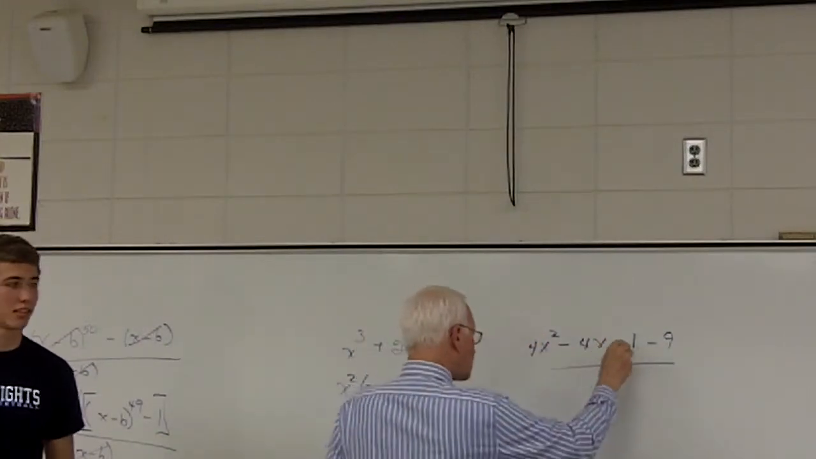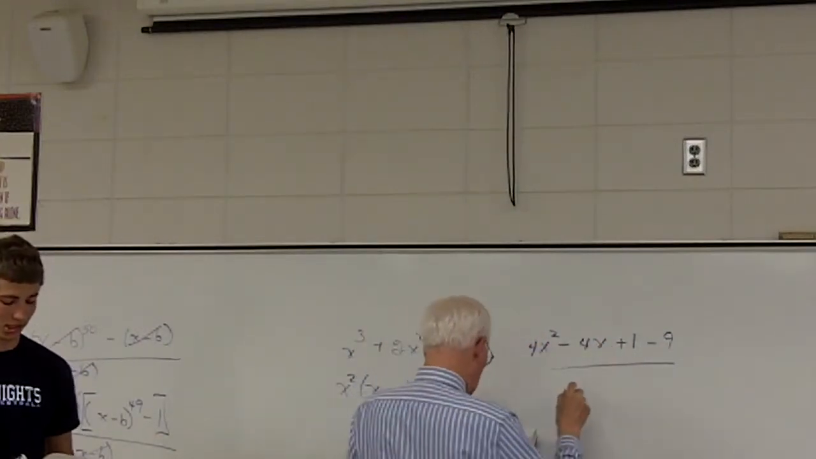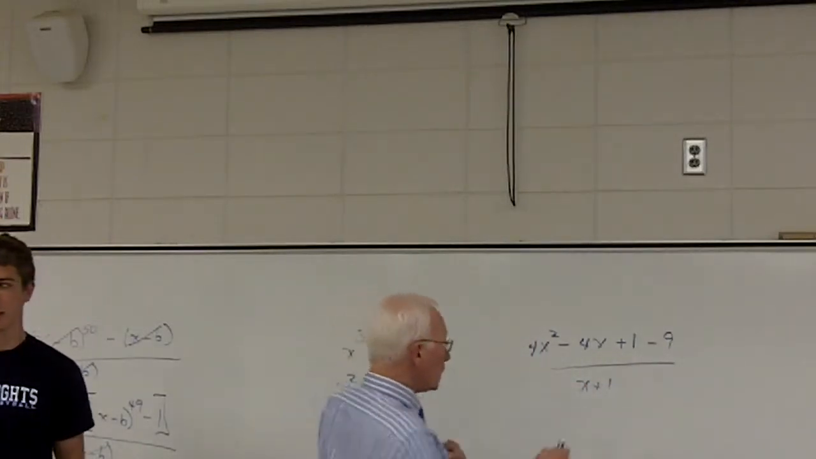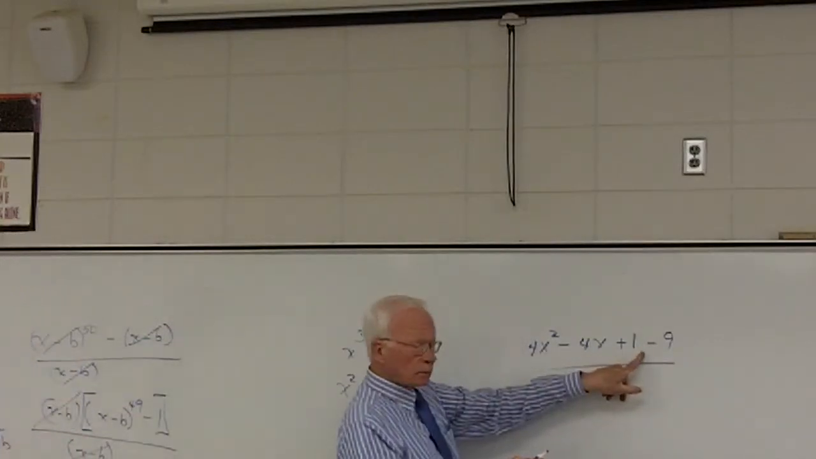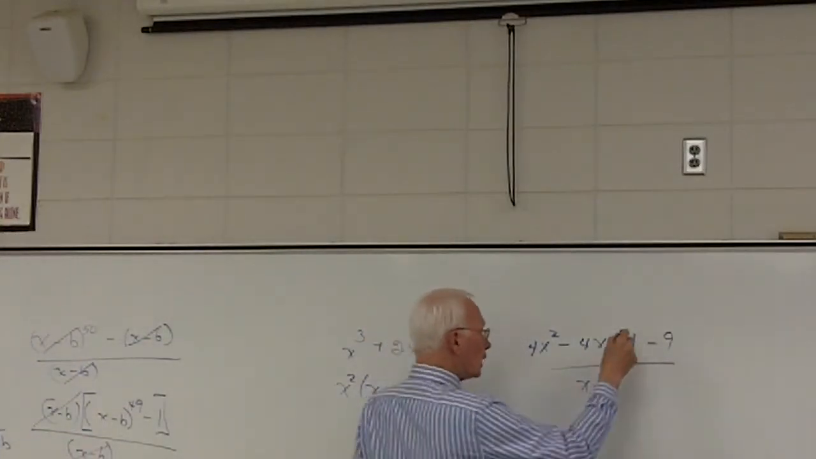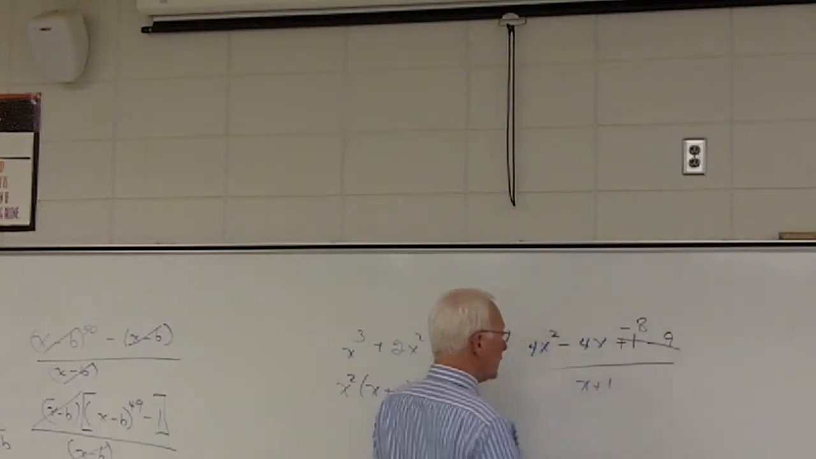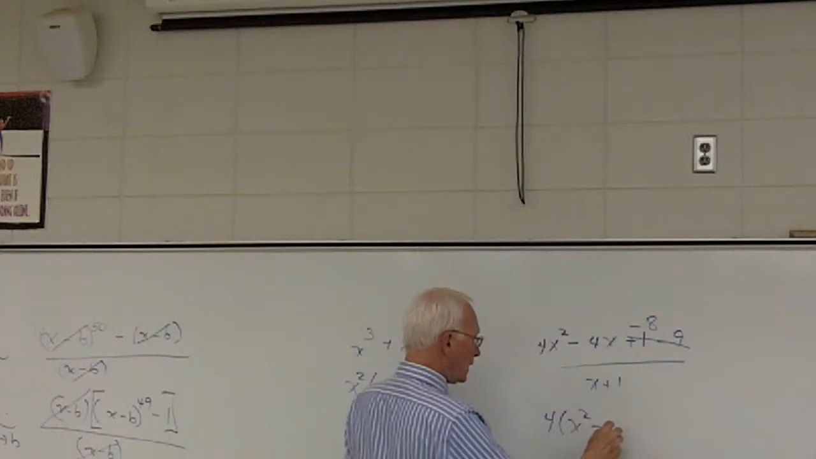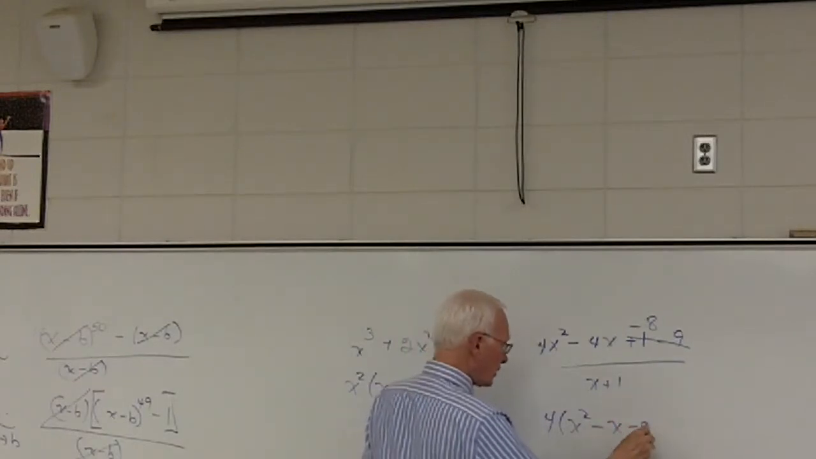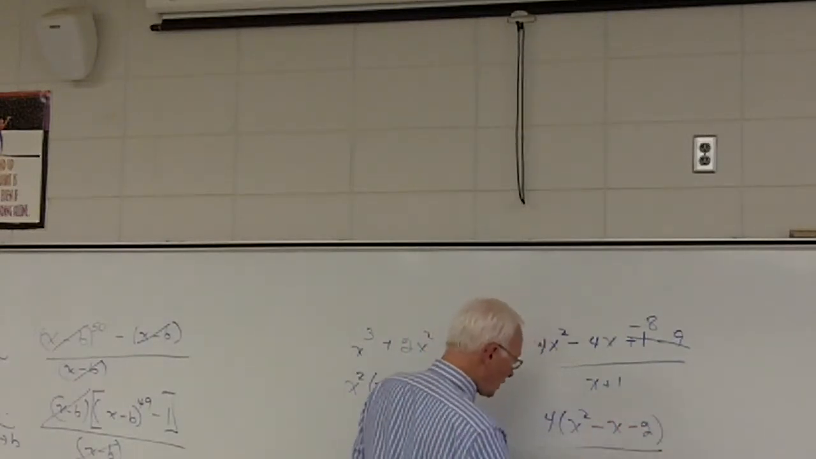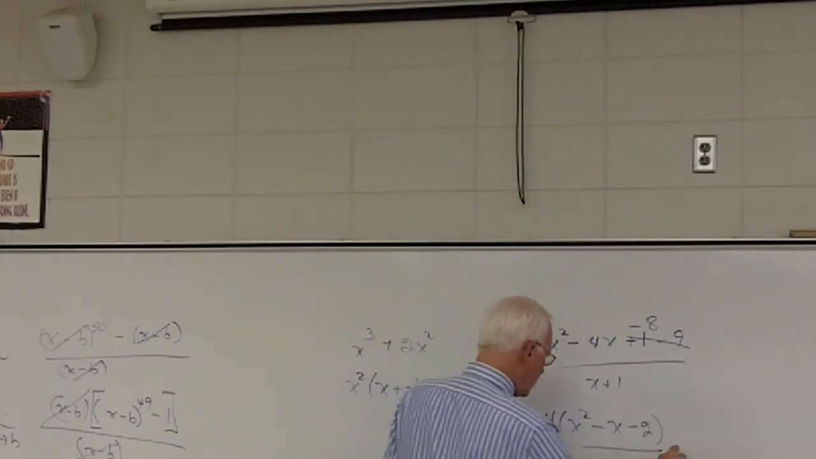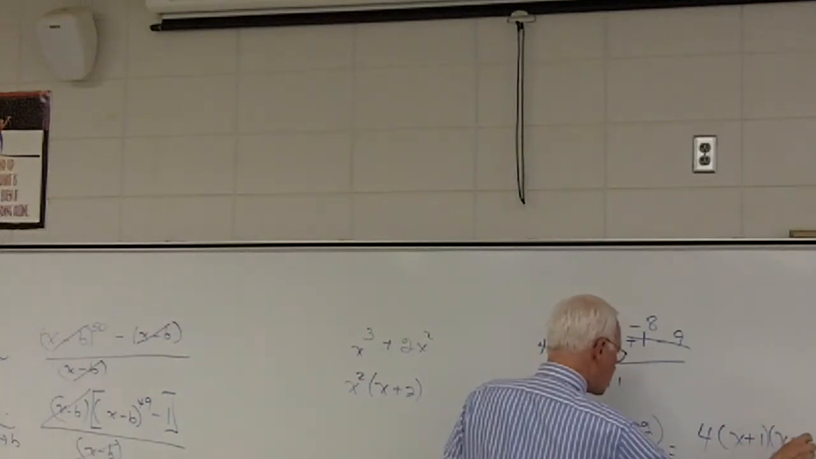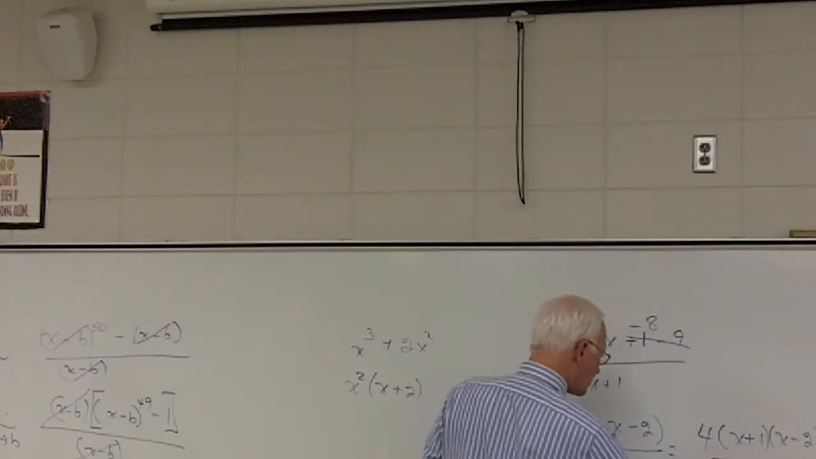Okay, this is supposed to be plus 1, and this is all over x plus 1. Now, this turns out to be a negative 8. Now I can take a 4 out of all that, and I get x squared minus x minus 2 all over x plus 1. And this becomes now 4 times x plus 1 times x minus 2 all over x plus 1.